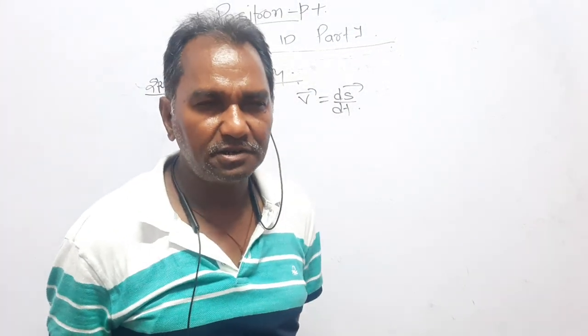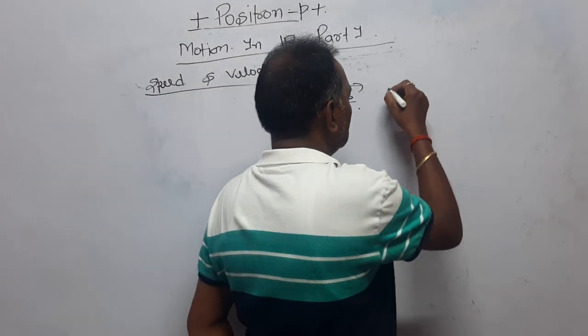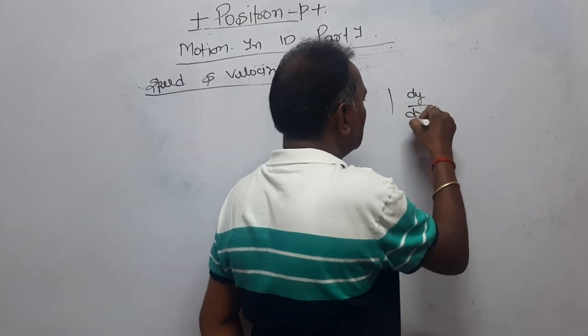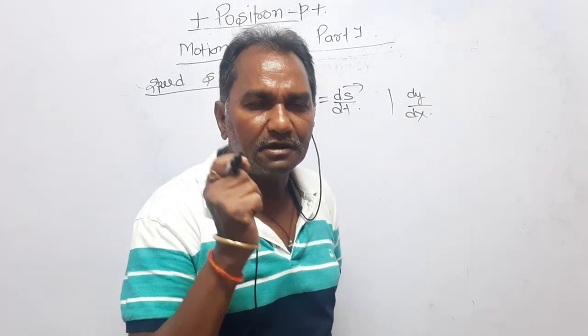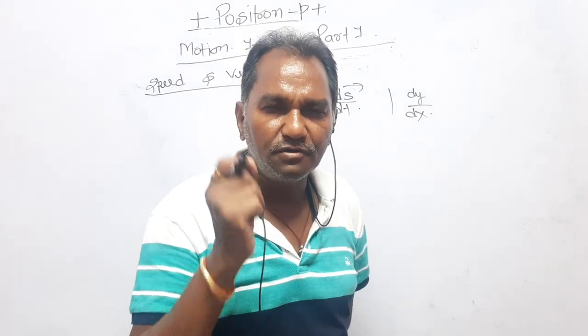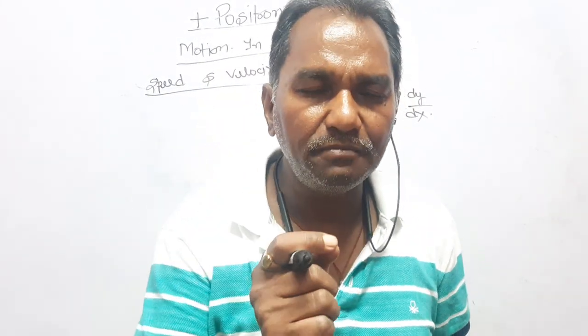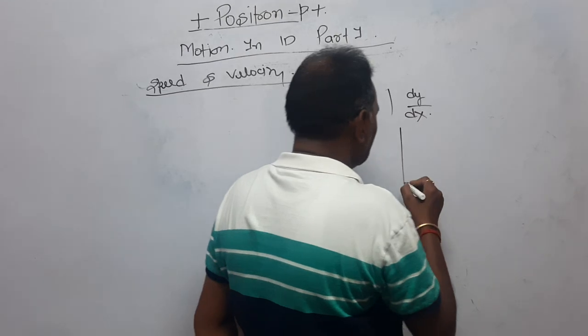I have written in terms of differentiation. Now, dear students, in the last video I must have told you what dy upon dx means. Dy upon dx means that if a graph is between y and x, then dy upon dx at any point represents the slope of the tangent at that point. Try to understand.